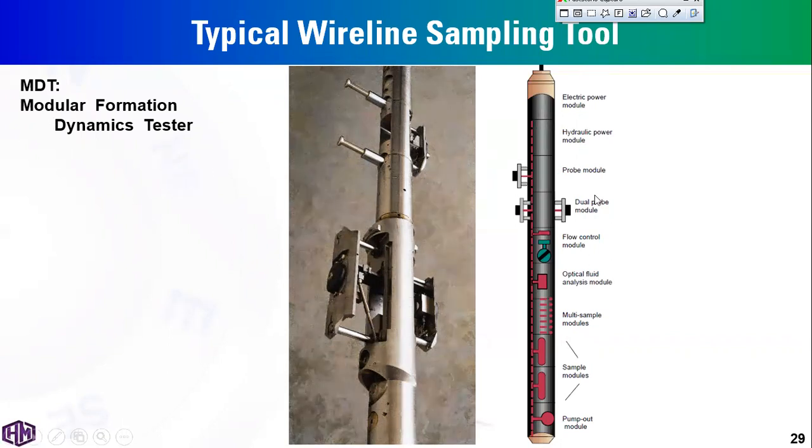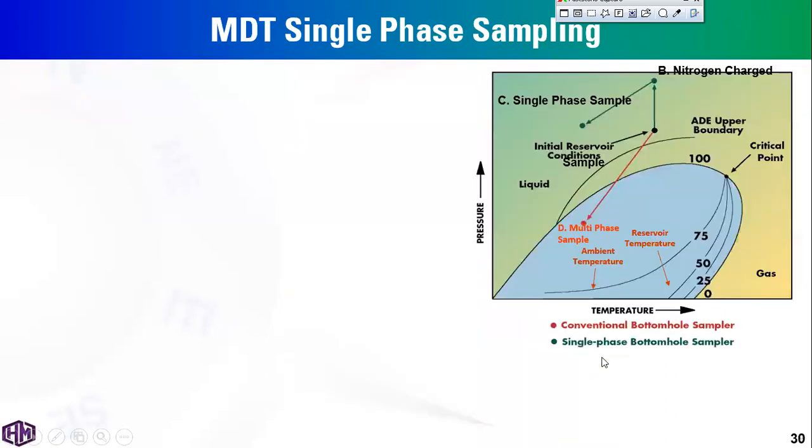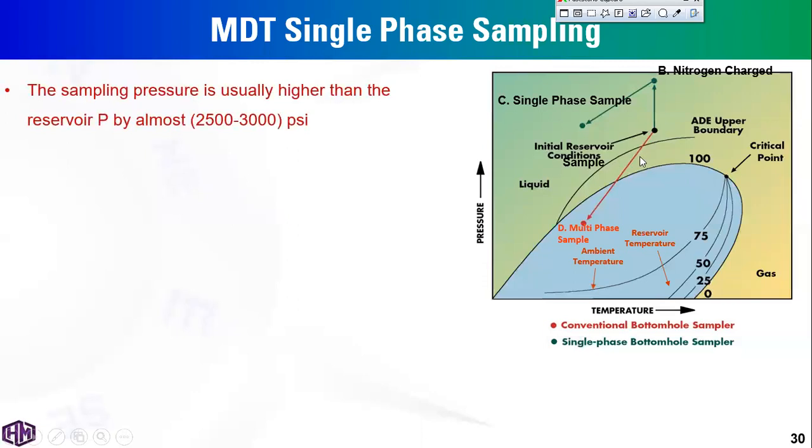It's a wireline tool. We have a set of modules, let's say flow control module, optical fluid analysis, multi-sample chamber, and sample modules. The concept was to ensure the sample is at conditions higher than the initial reservoir pressure to ensure single phase sampling. So let's say this is the initial reservoir pressure.